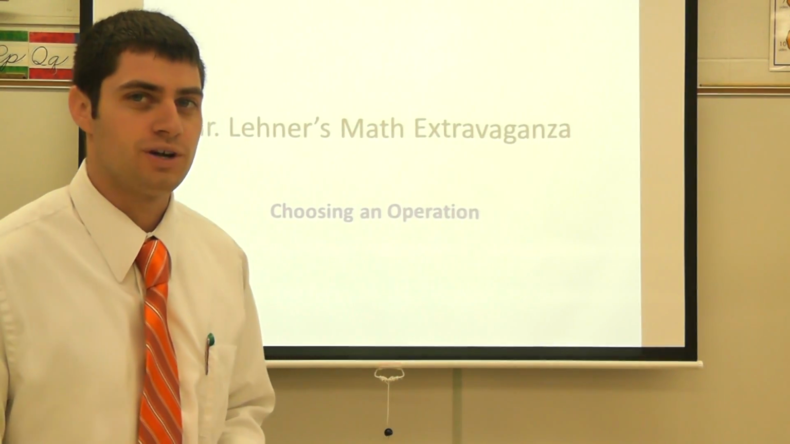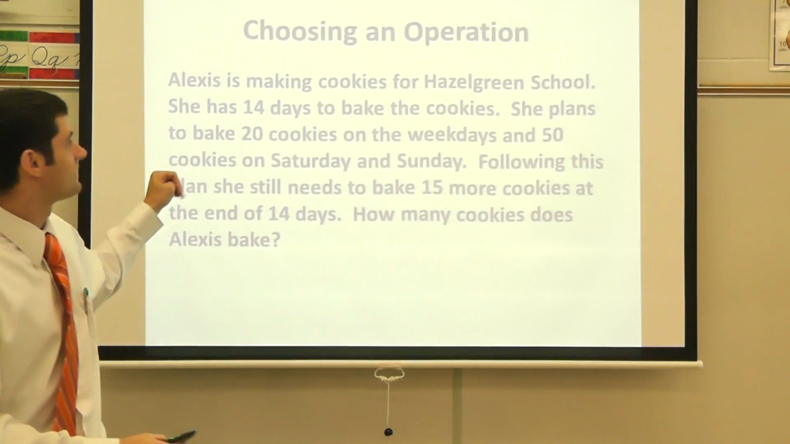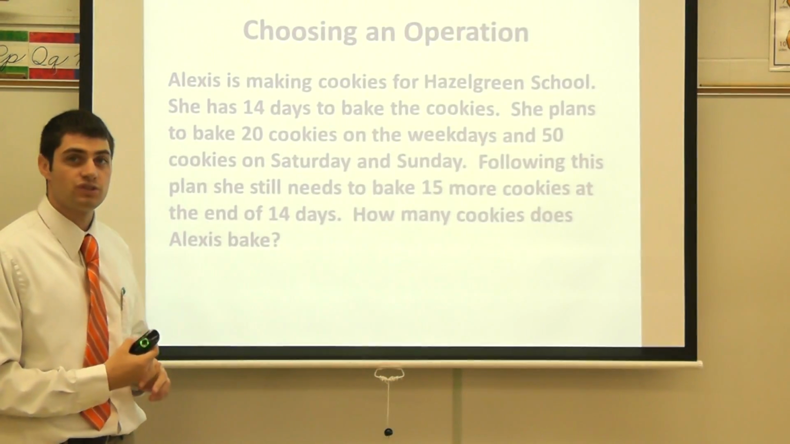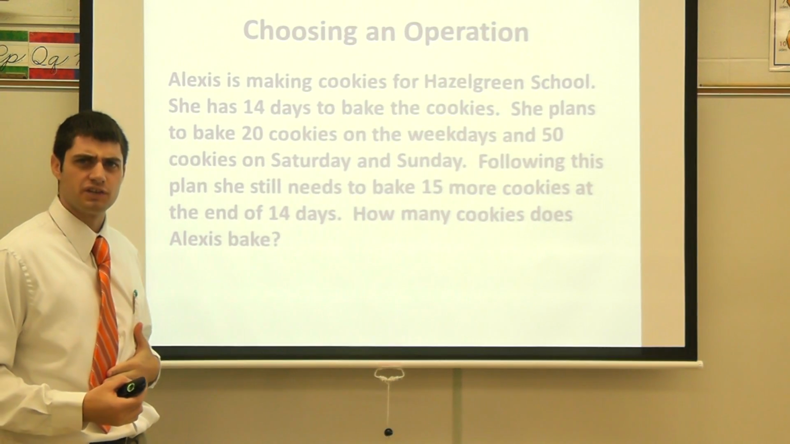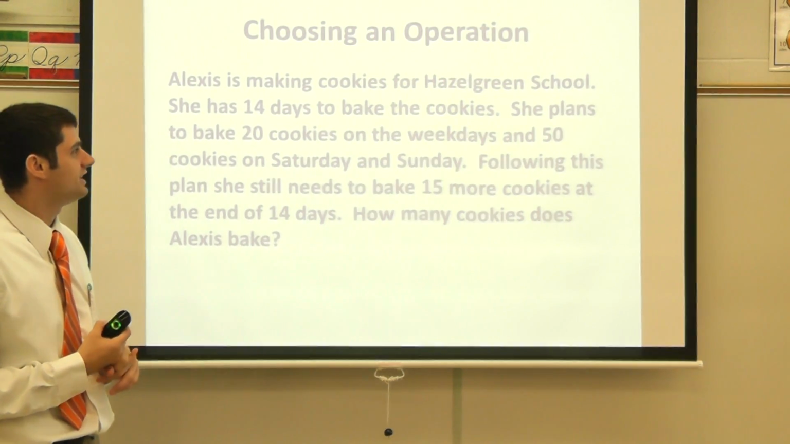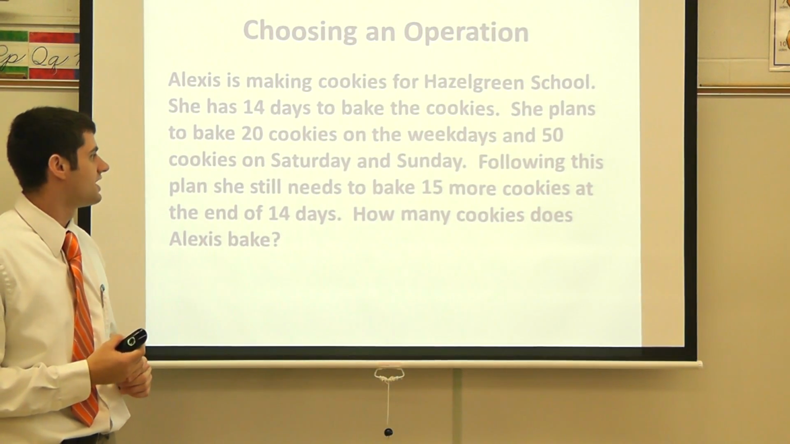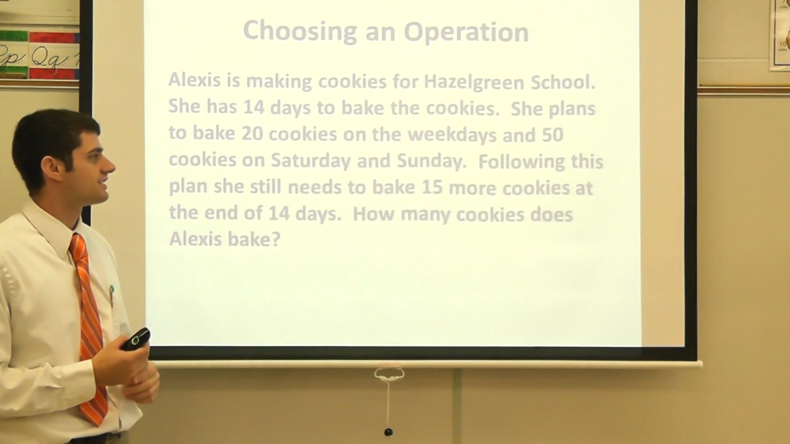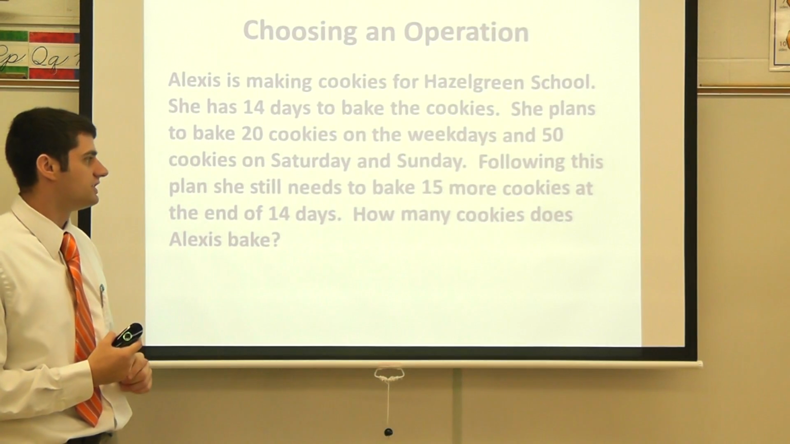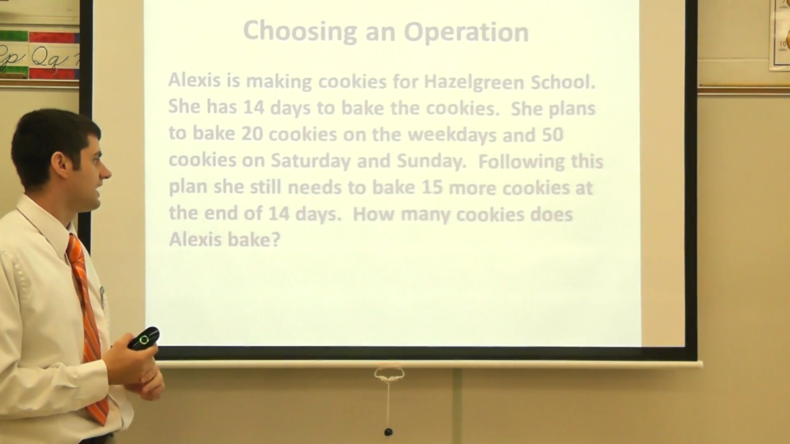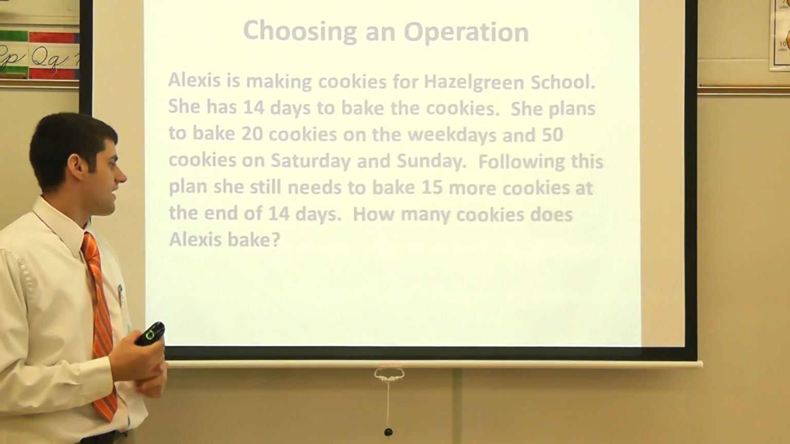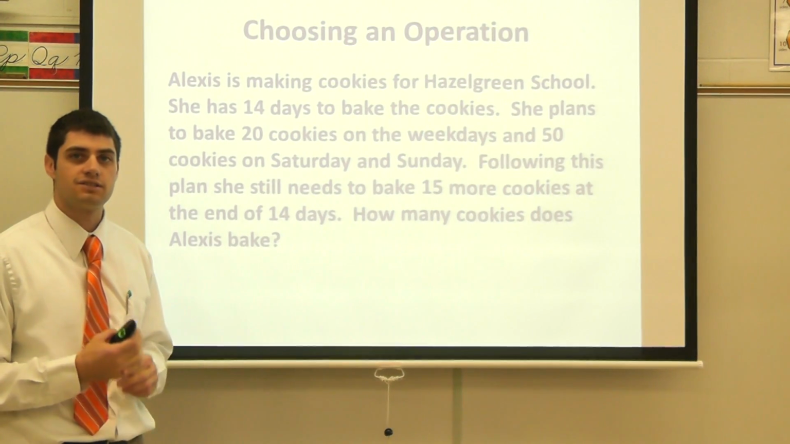Let's look at one example here with Alexis. It says Alexis is making cookies for Hazel Green School. You know, it kind of makes me feel a little hungry too. She has 14 days to bake the cookies. She plans to bake 20 cookies on the weekdays and 50 cookies on Saturday and Sunday. Following this plan, she still needs to bake 15 more cookies at the end of the 14 days. How many cookies does Alexis bake?